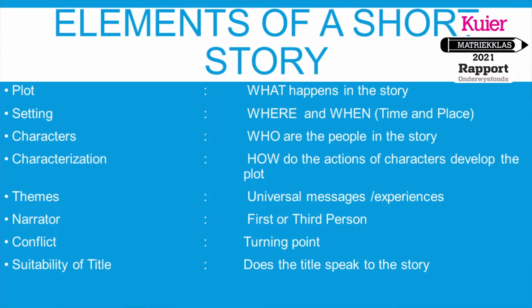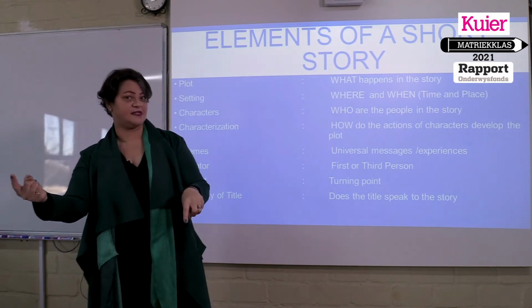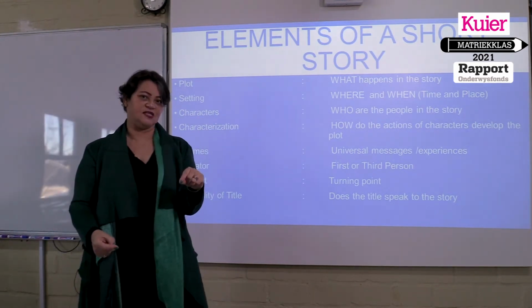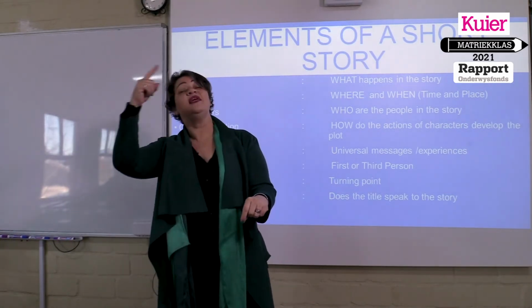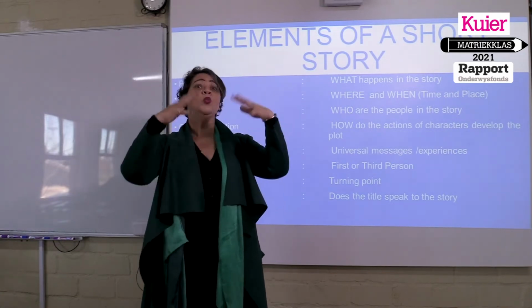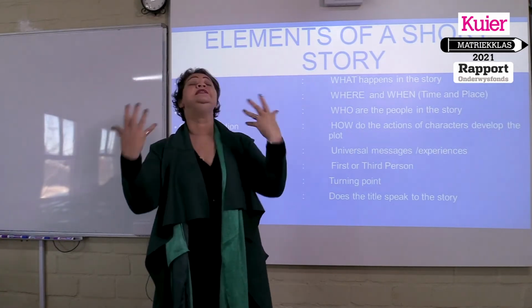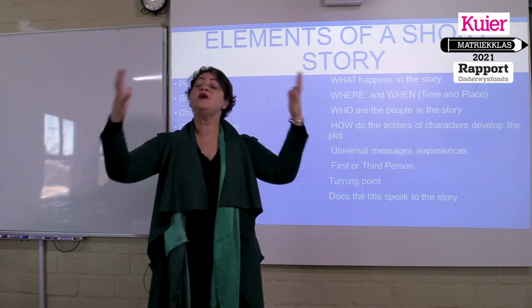Characters. Who are the people in the story? Characterization. What do they do? How do the actions of the characters develop the plot? Remember, they don't just do stuff. They do things, but they also interact with other characters. So that is what characterization is: the actions of the characters and also the interactions with others. Because if they didn't interact with others, we'd be in their head all the time. We wouldn't see how they behaved.